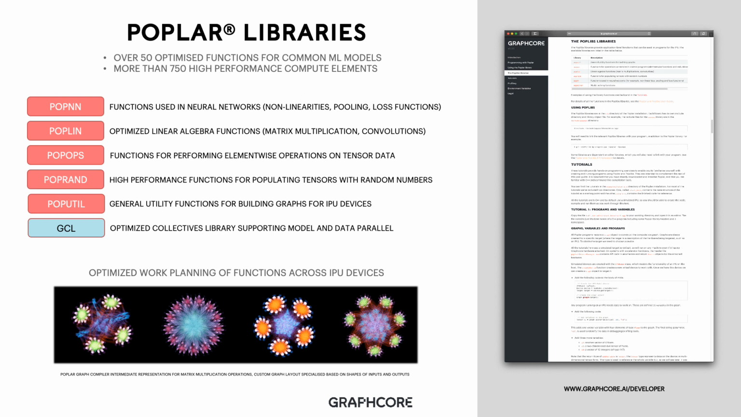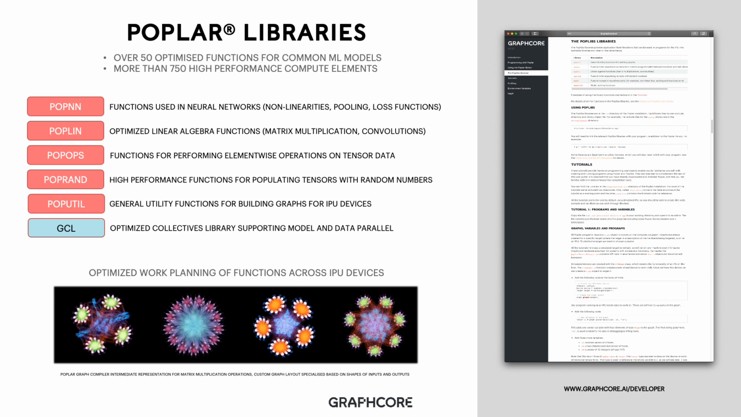Along with the core POPLAR capability, its graph library, its graph compiler, and its graph engine, we also provide a set of optimized POPLAR application libraries. These contain over 50 optimized functions for common machine learning models, built on top of more than 750 high-performance compute elements. The POPLAR libraries, in conjunction with the POPLAR graph compiler, enable machine learning frameworks such as TensorFlow and PyTorch to target IPU efficiently. The POPLAR libraries themselves are split into several subcomponents.